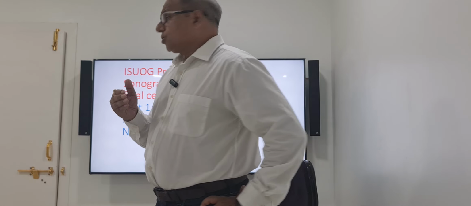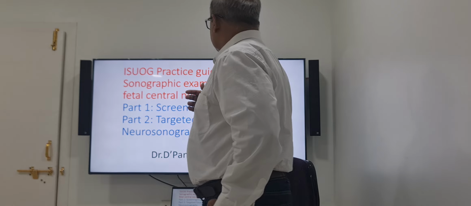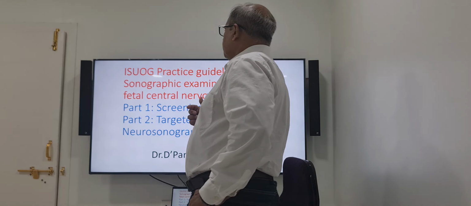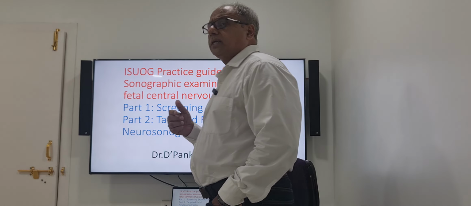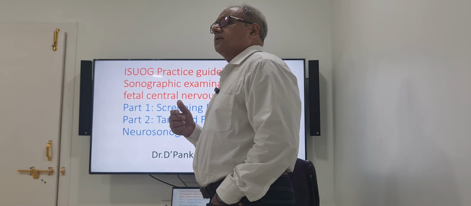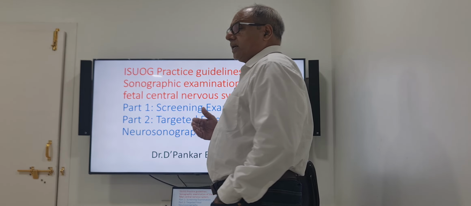For that we have to know the normal structure first. For that we have to know how the normal structure develops. So the International Society of Ultrasound in Obstetrics and Gynecology, ISUOG, published a guideline in 2020 in the White Journal. With that, there are two parts.